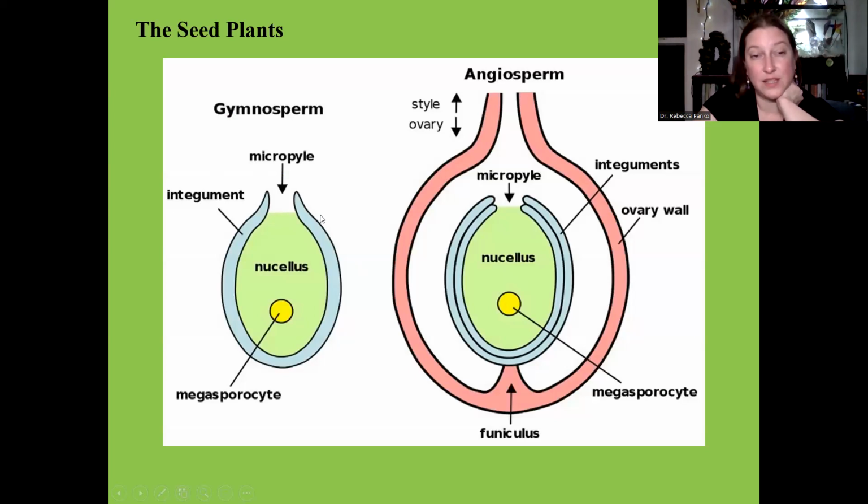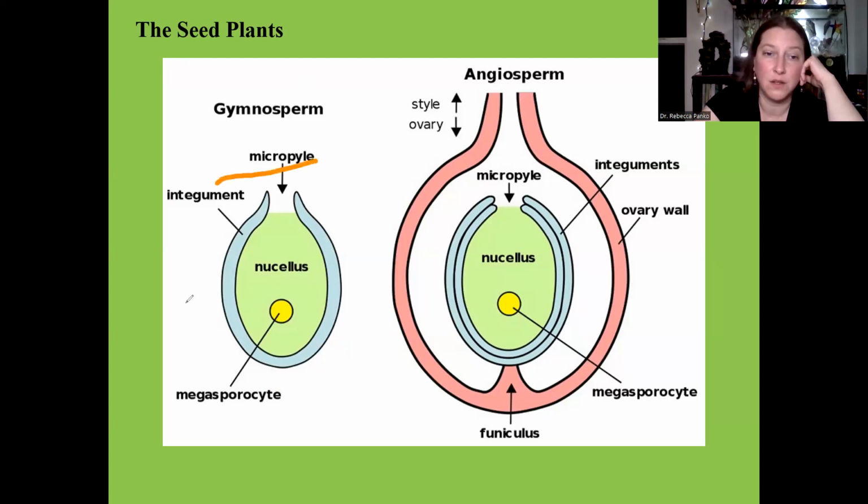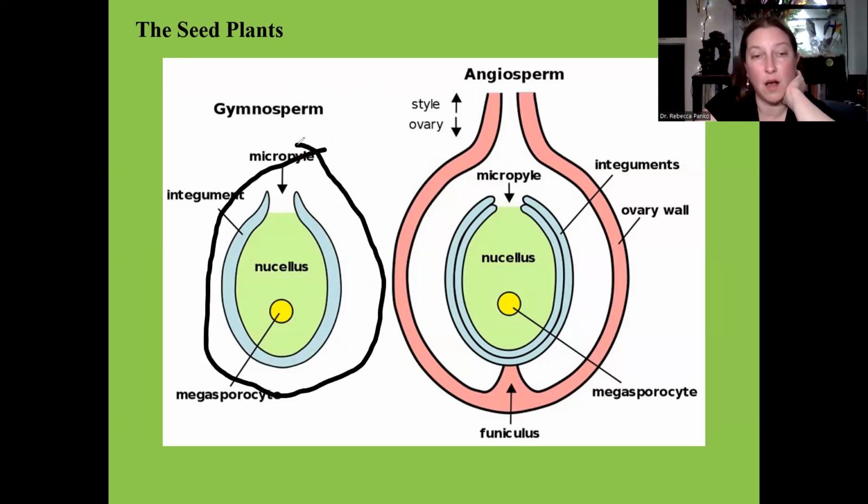So on the left is a gymnosperm ovule. See, look, this is the integument. Inside of it, same structures we talked about before. But notice that the ovule is not inside anything. So this whole thing here is an ovule. And notice it's not inside of anything. It's naked. It's exposed to the environment because it's a gymnosperm.